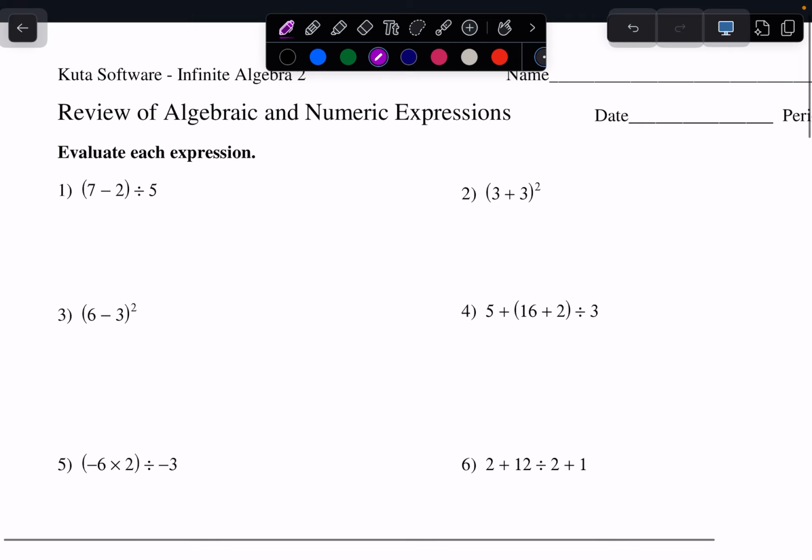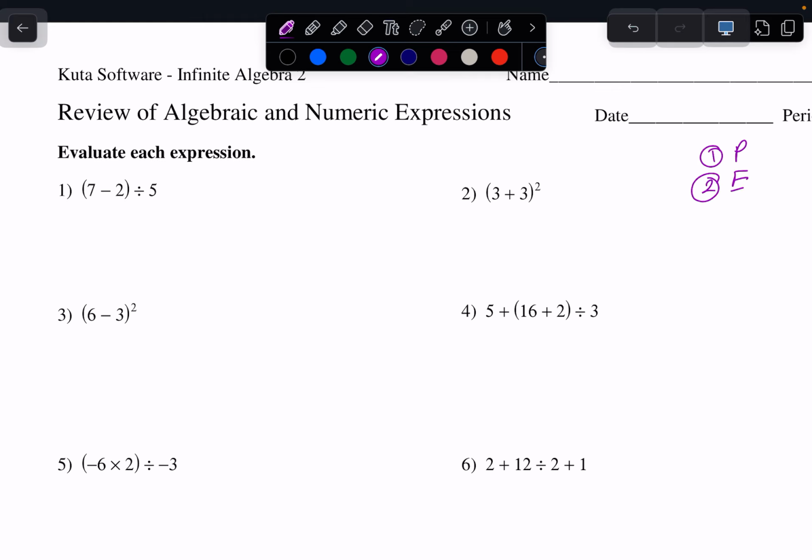So remember, we have to use that Please Excuse My Dear Aunt Sally. Now, it doesn't matter if you are in Algebra 1, Algebra 2, Algebra 3, Calculus, doesn't matter. It never goes away. It's always a thing you use every time you see an algebraic expression.